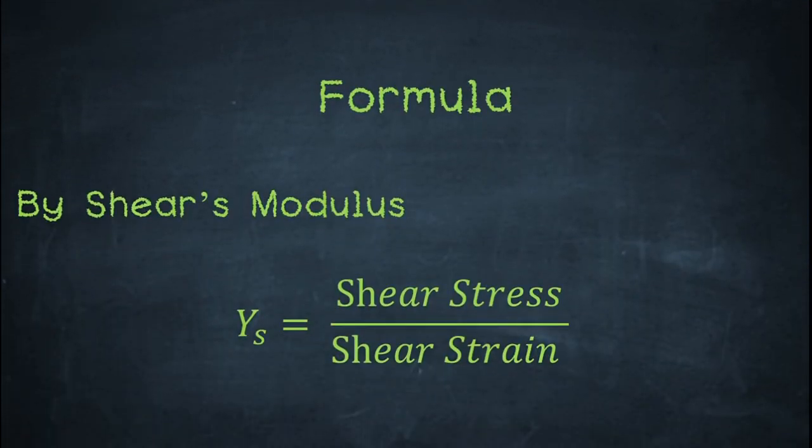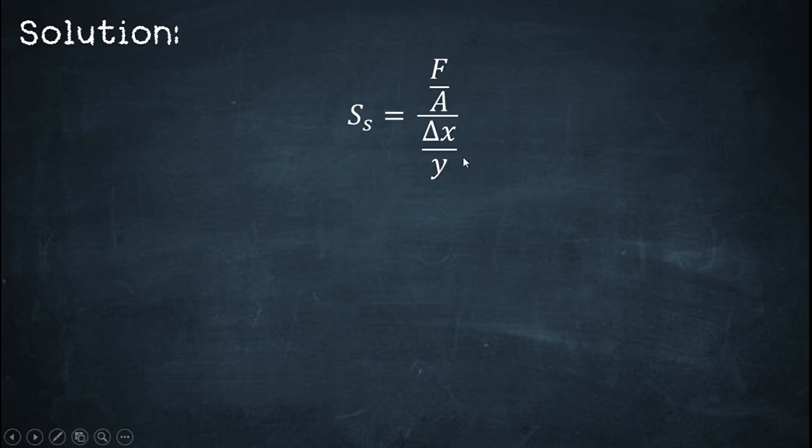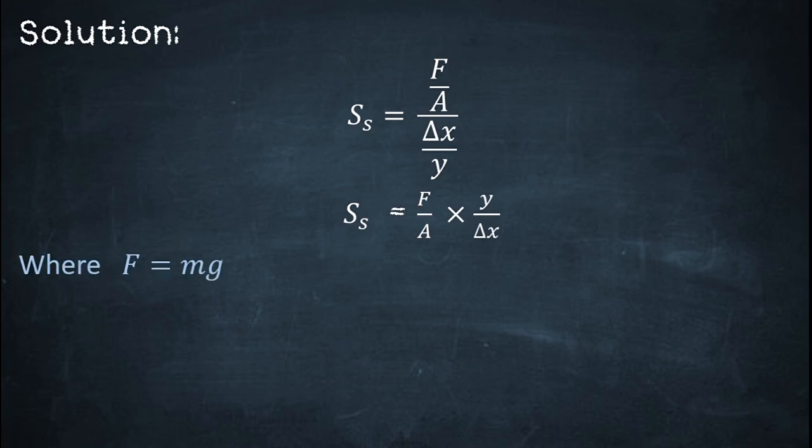The formula that we can use for this purpose is the shear modulus. Shear modulus is shear stress divided by shear strain. We know that shear stress is equal to force per unit area and shear strain is del x divided by y. We are given the value of del x as well as of y, so we can rearrange the formula. y will get multiplied and del x will get divided. We know that force is equal to mg. Force is basically equal to weight, which is equal to mg, and we have to determine the value of m.